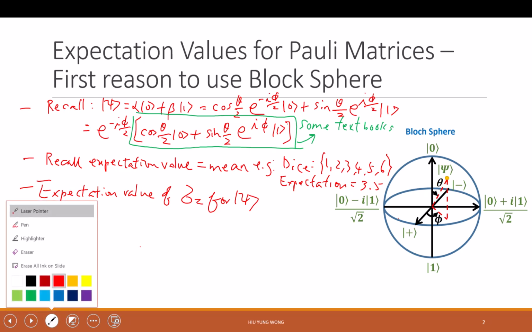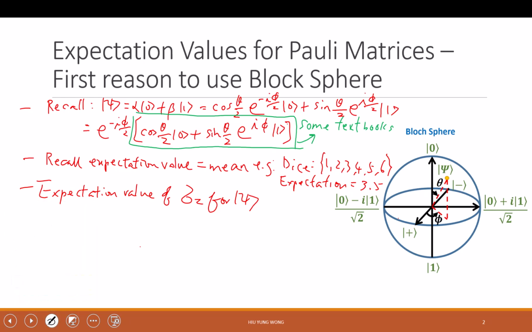So maybe you forgot, but what is sigma z? Do you remember? 1, 0, 0, -1. Right, so its eigenvalue is +1 or -1. It's just like spin up, spin down. Okay?